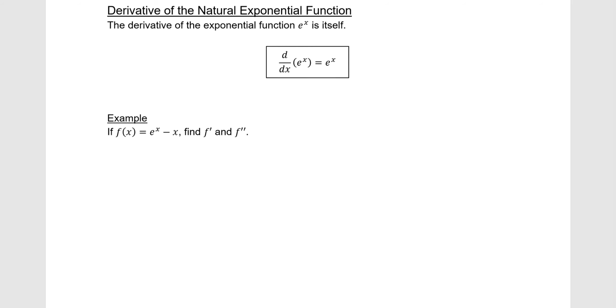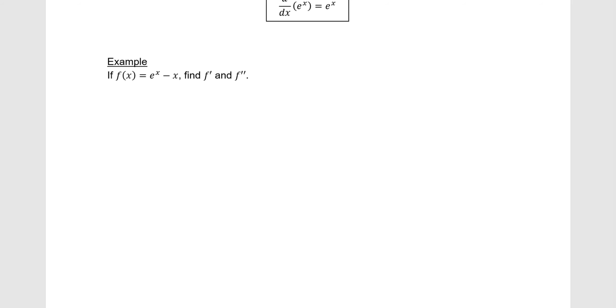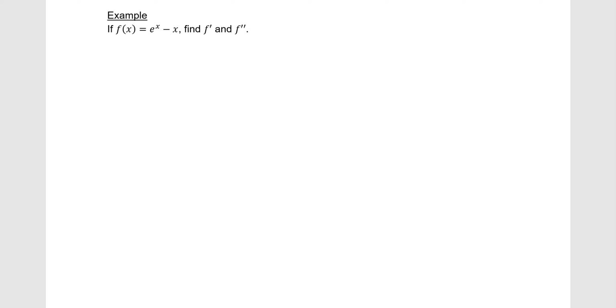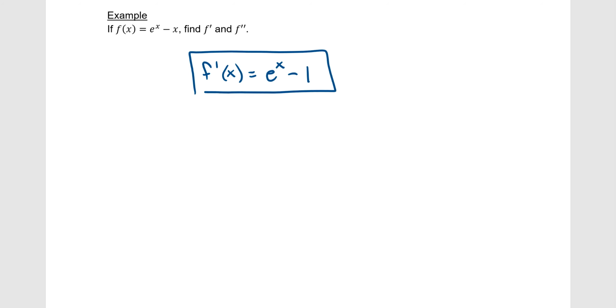So let's do an example. Let's say f of x equals e to the x minus x. Let's find f prime and f double prime. Okay, so let's start with f prime. f prime of x is the derivative of this. So we do it term by term here. The derivative of e to the x is just e to the x. The derivative of negative x is negative 1. So f prime of x equals e to the x minus 1.